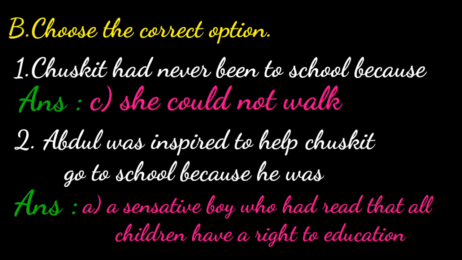Choose the correct option. In your book, there will be three options. But here I gave the correct option. Read the question. First one, Chuskit had never been to school because the answer is she could not walk. I repeat, Chuskit had never been to school because she could not walk.